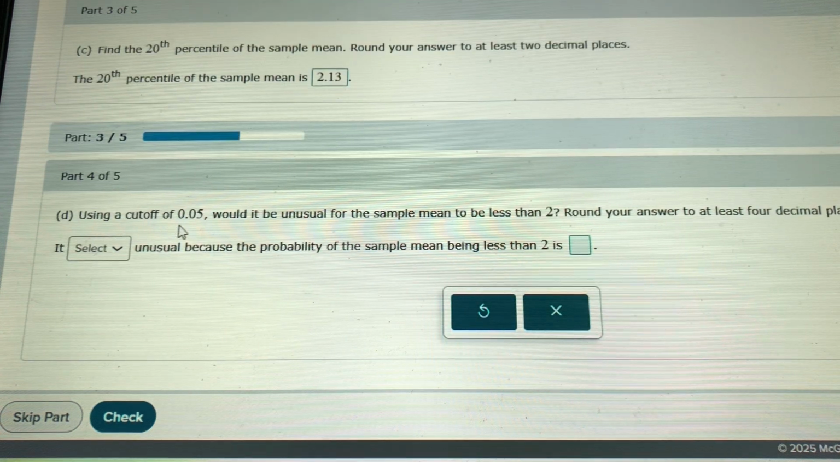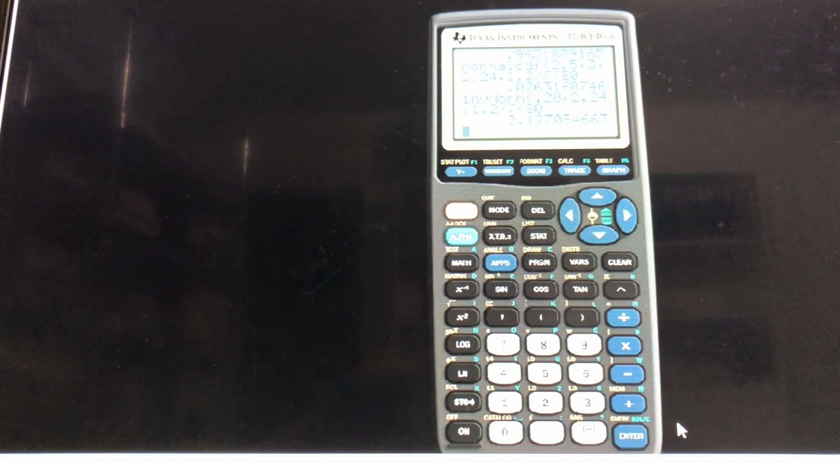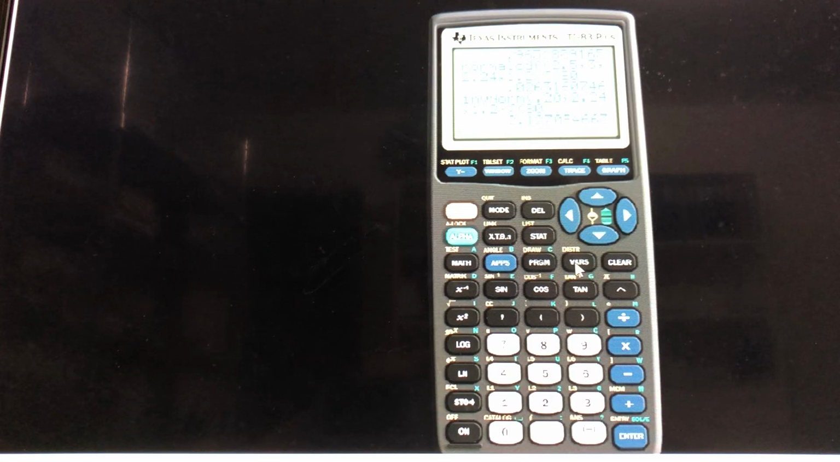Using a cutoff of 0.05, 5%, would it be unusual for a sample mean to be less than 2? Well, let's find the probability of being less than 2. Find the probability is normal CDF. Less than 2, you would put negative 999 first, then the 2, then the same last two values, 2.24, and 1.2 divided by the square root of 80.